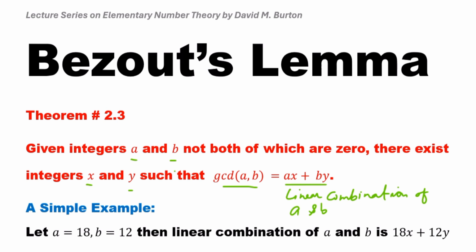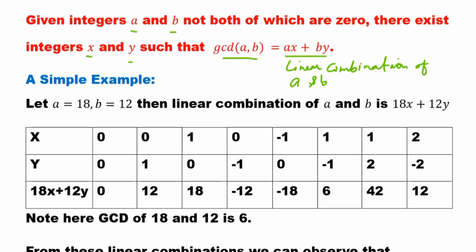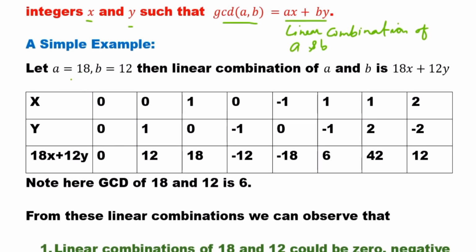Before going to start the proof, we take a simple example. Let a be 18 and b be 12. Then the linear combination of a and b is simply 18x plus 12y. I have made this table for different values of x and y, and at these different values, I am calculating the value of the linear combination 18x plus 12y.